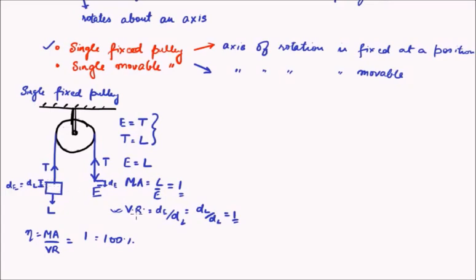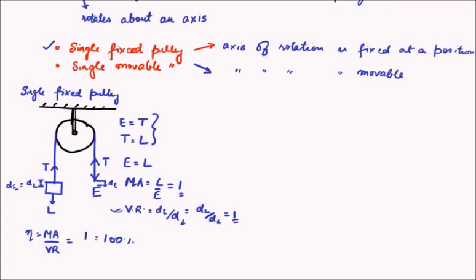What changes is the mechanical advantage. Since there will be losses, we will be required to apply more effort to lift a certain load. As a result, the mechanical advantage will become less than 1. And since mechanical advantage would become less than 1, the efficiency would also become less than 1. So this gives us an idea about the single fixed pulley concept.